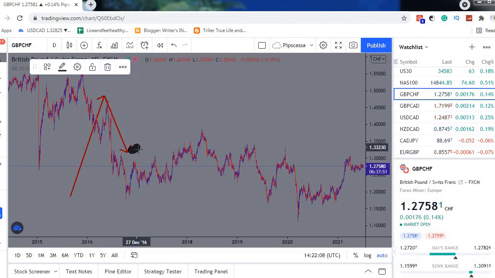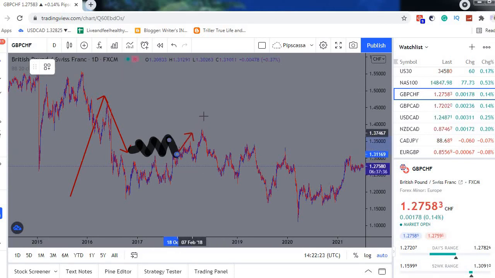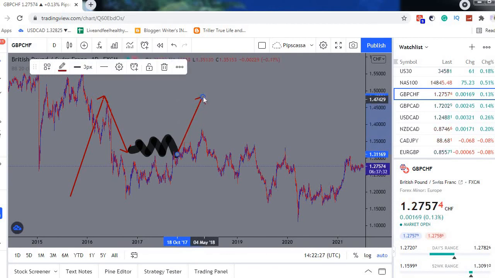It begins to create levels of consolidation like that. It begins to consolidate around this point. And after the consolidation, it now continues its upward move. So when you see structures like this, it is also another variant of the N formation.